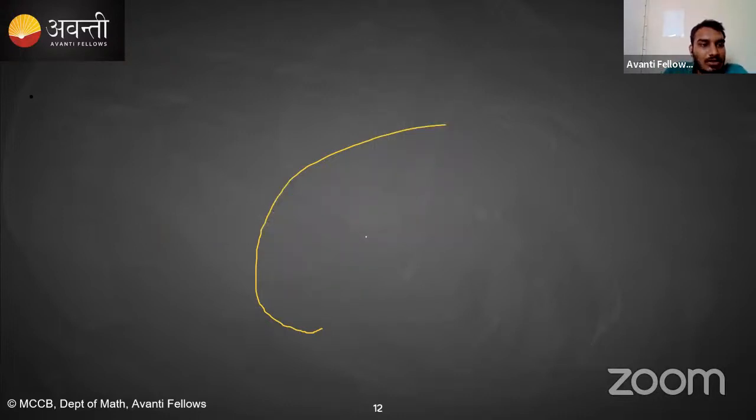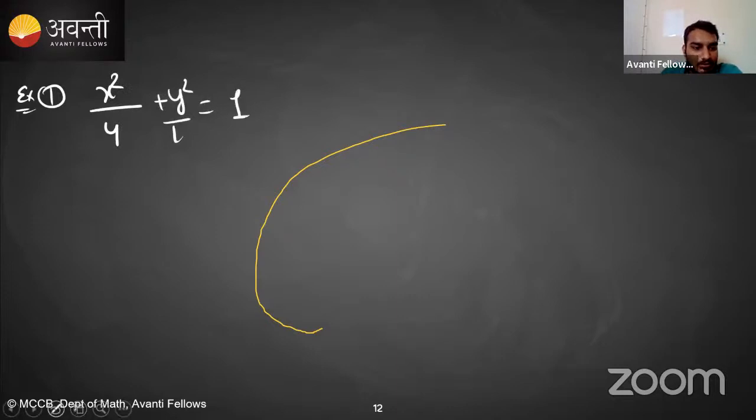No problem. As I was telling you, example 1. Let's say you have an ellipse x square upon 4 plus y square is equal to 1. This is an ellipse. Yes or no? This is an ellipse.